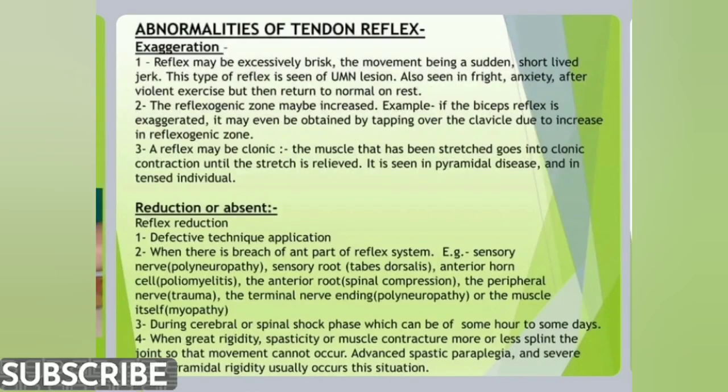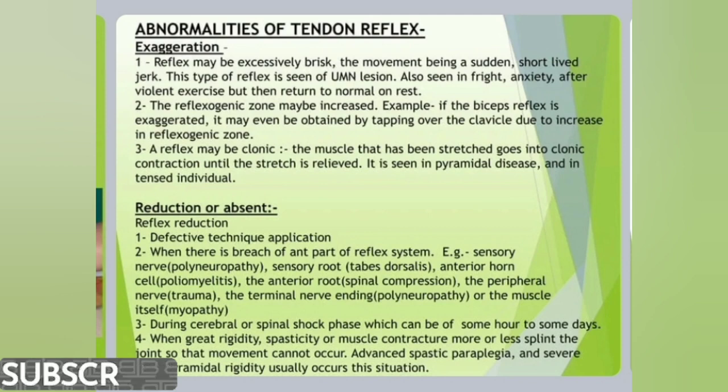The other abnormalities of tendon reflexes include exaggeration. The reflex may be excessively brisk, the movement being a sudden, short-lived jerk. This type of reflex is seen in upper motor neuron lesions. Also, it is seen in fright and flight conditions and anxiety after violent exercise, but then returns to normal on rest.